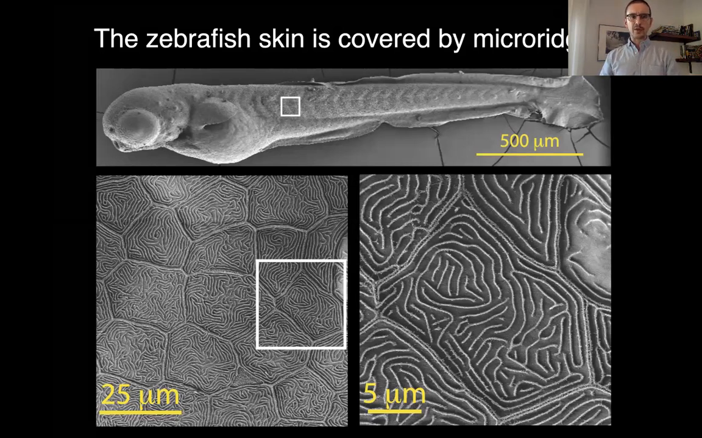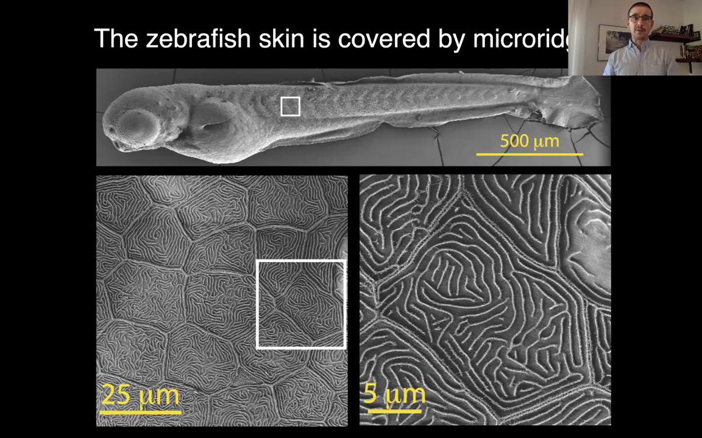We study these protrusions because very little is known about them. And so by studying them, we could discover new principles of cell shape determination. So specifically, we study these protrusions on the skin of larval zebrafish. And so fish, like your cornea, are covered in mucus, and therefore their skin cells are covered in microridges.